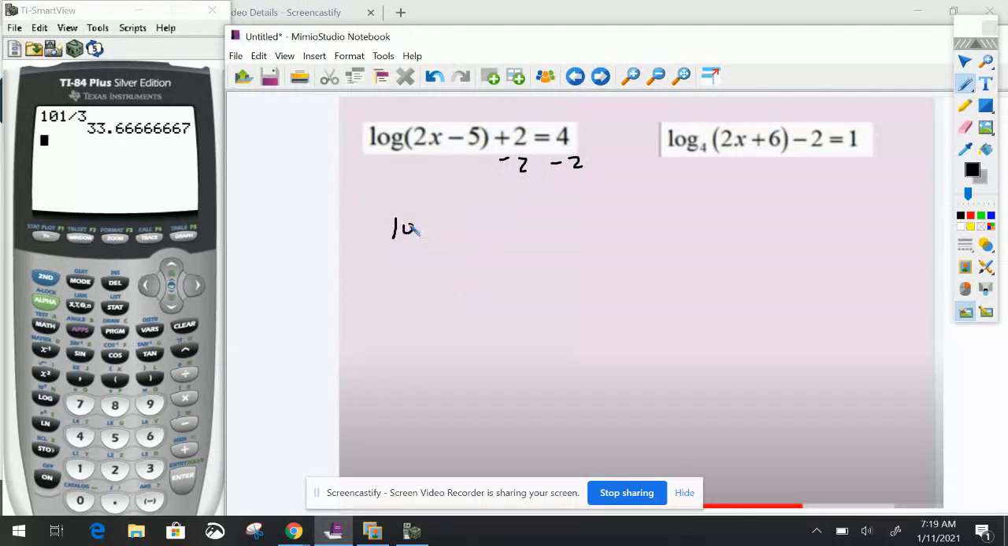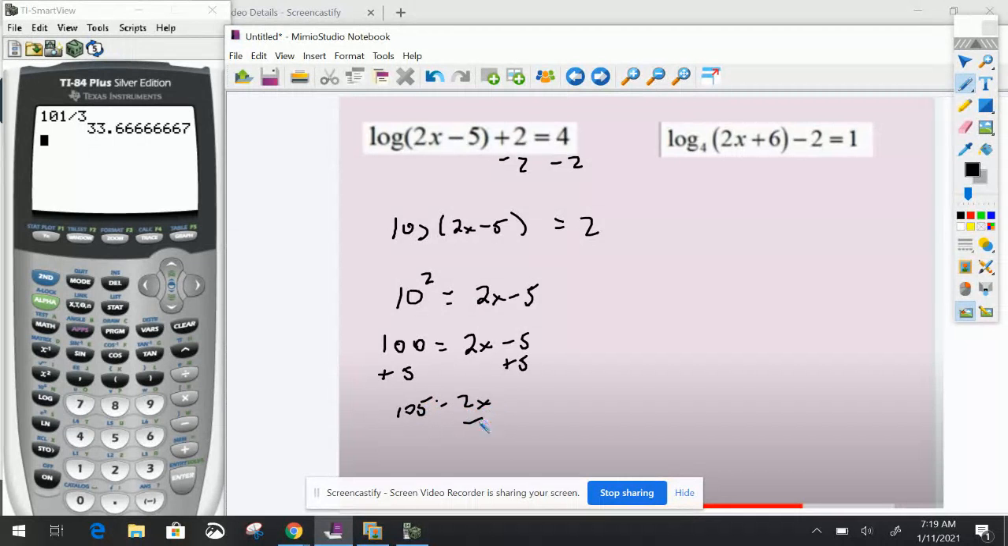So log of 2x minus 5 is equal to 2. So what does this mean? What's the base? If you don't see it, it's 10 to the second power equals 2x minus 5. And now I've got a very simple problem to solve. Add 5, 105 equals 2x. Divide by 2. I'm going to be lazy and just keep my answer as 105 over 2.